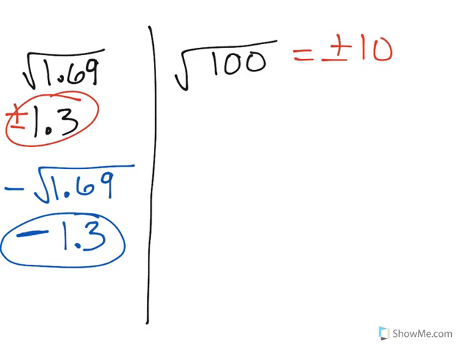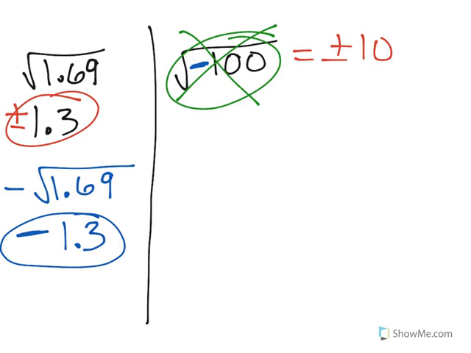However, if there was a negative sign in here, square root of a negative, it is impossible to have something times itself and get a negative answer. Think about it. Negative 10 squared means negative times negative. That's a positive. That'll never equal negative 100. The same thing goes for positive 10. It'll never equal negative 100 when you square it. So for that reason, the square root of a negative does not exist.